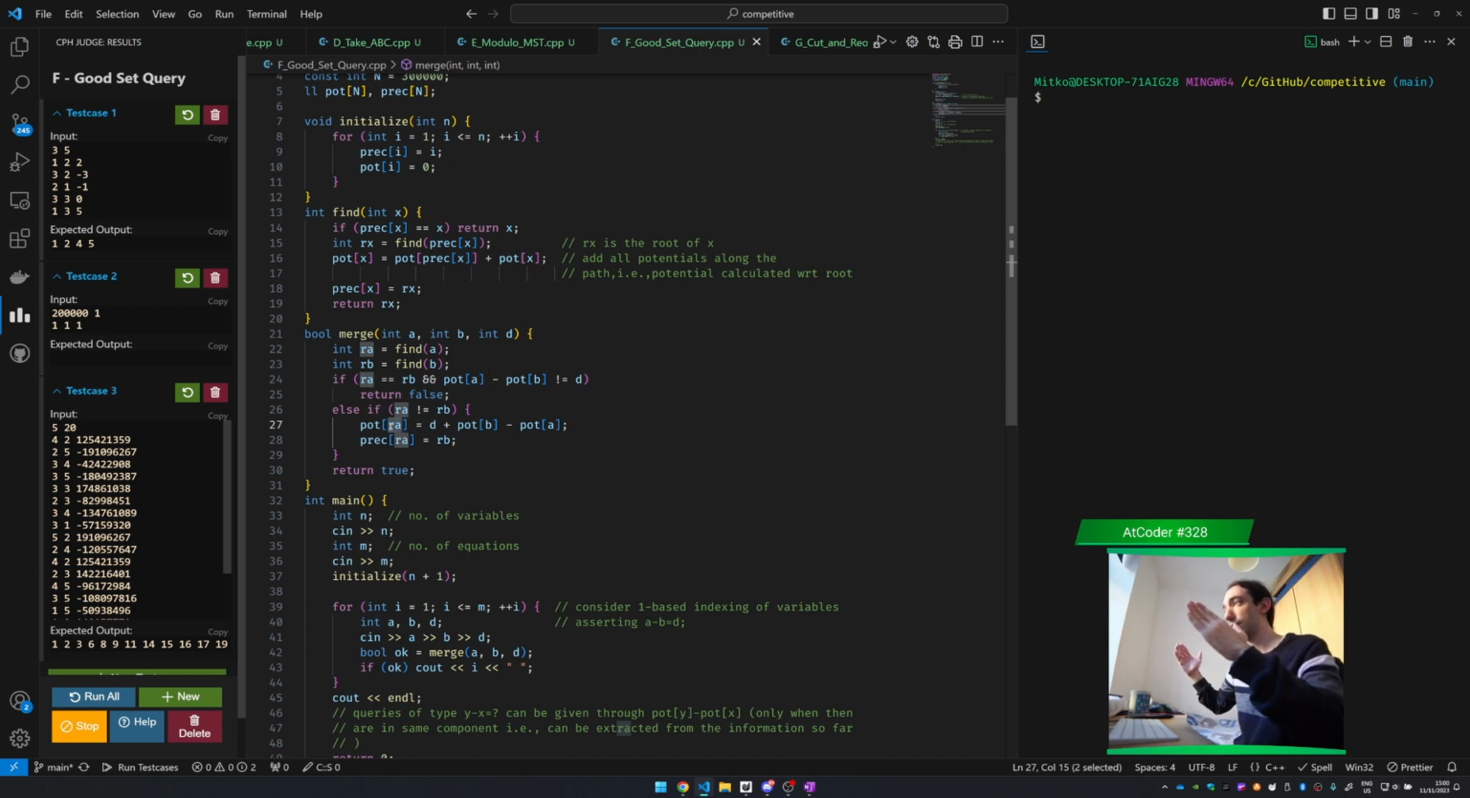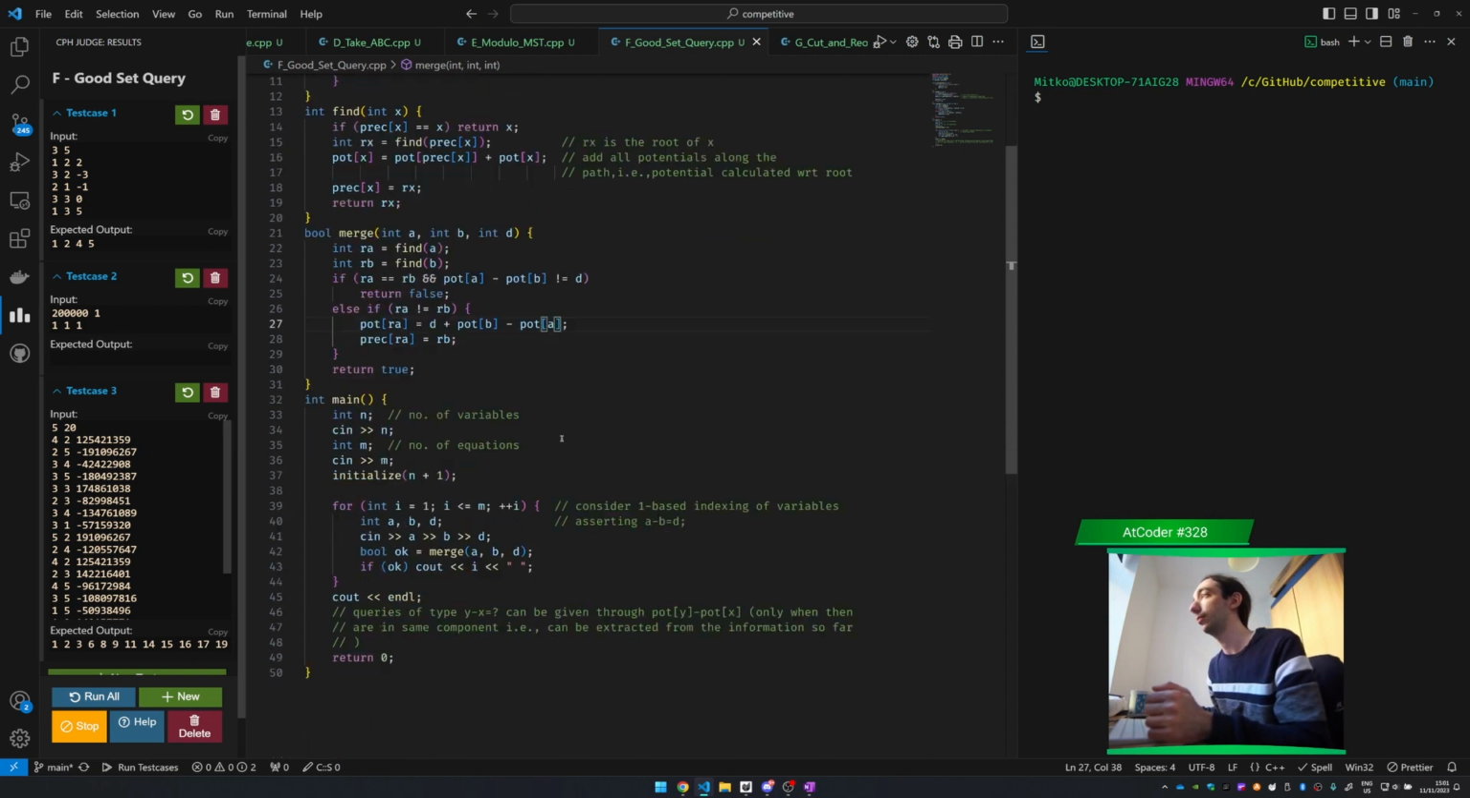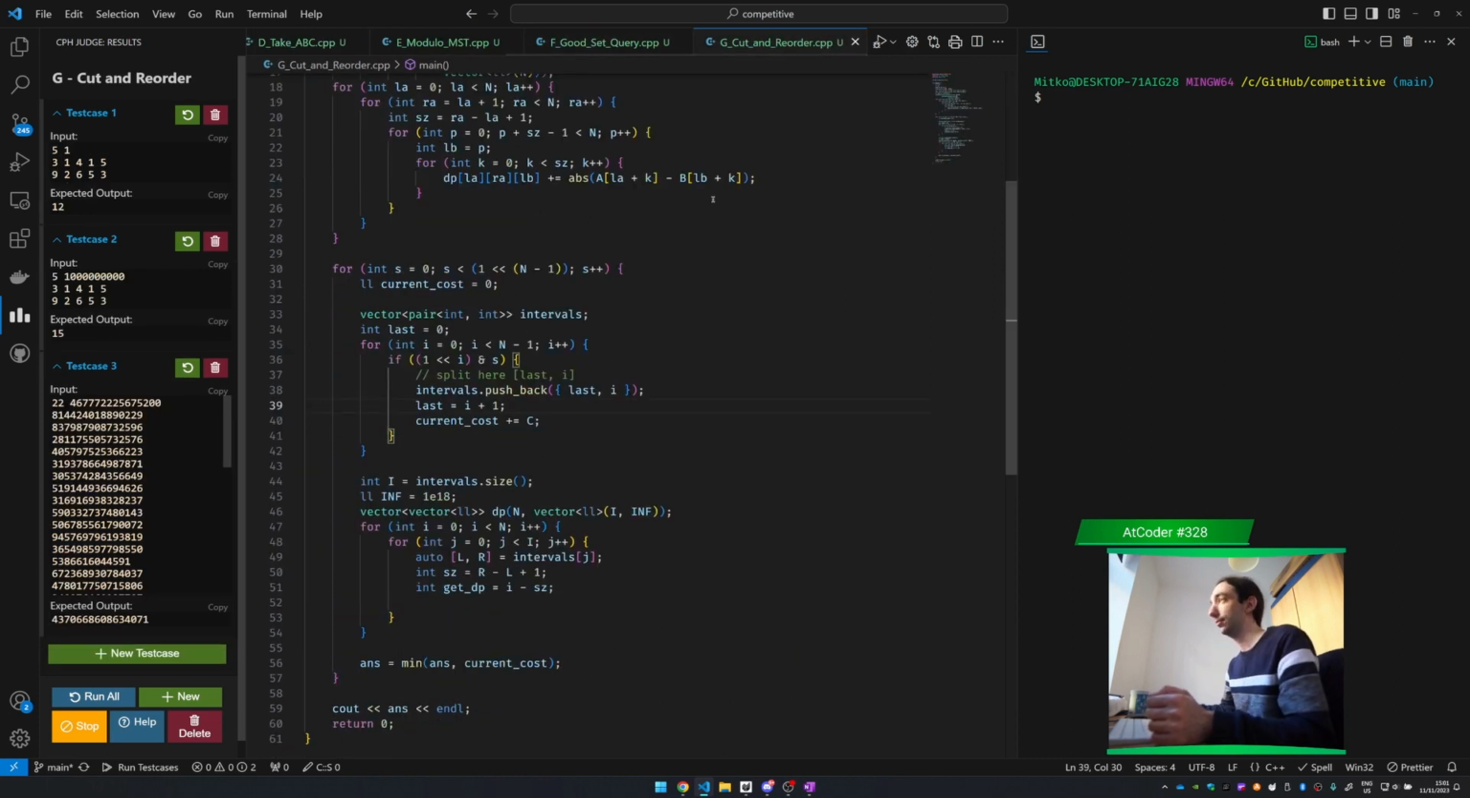It's just because you will be attaching this tree to RB here. You also have to calculate the potential now at RA according to this, right? So this is an interesting problem, and it's a known problem. G, we talked about it.